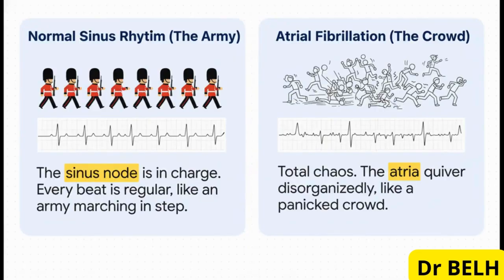So here's how we think about rhythm. A normal, healthy sinus rhythm is like a perfectly disciplined army. Every soldier is marching in perfect step. That means the distance between each R wave is exactly the same. But then you have atrial fibrillation, and that's a panicked crowd. There's no leader, there's no order, it's just pure chaos. The R to R intervals are completely irregular and all over the place. Army or crowd? That's the first big question you need to answer.